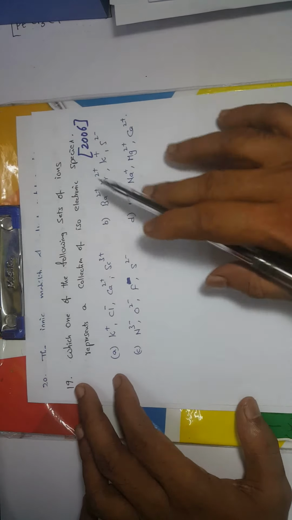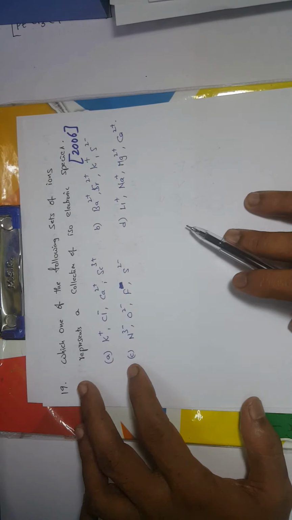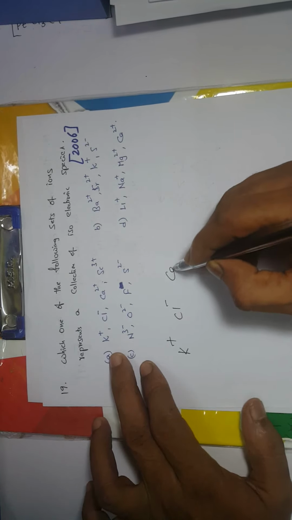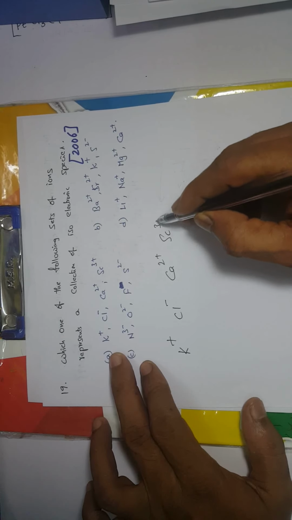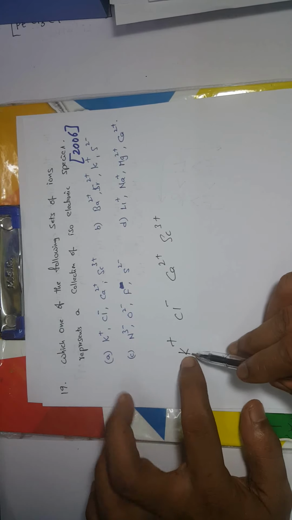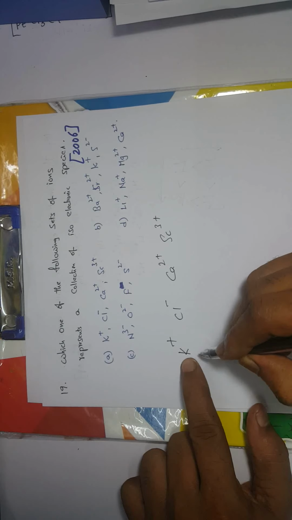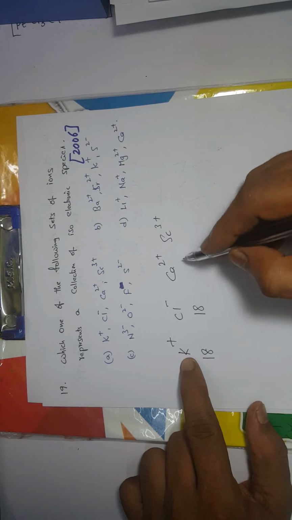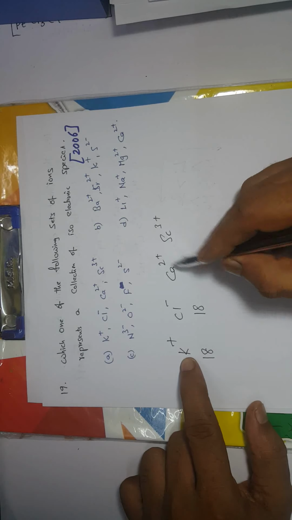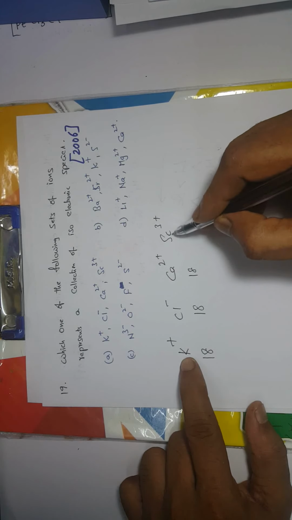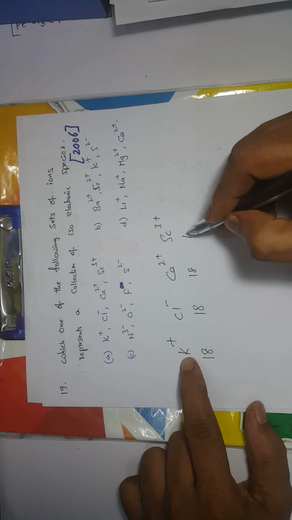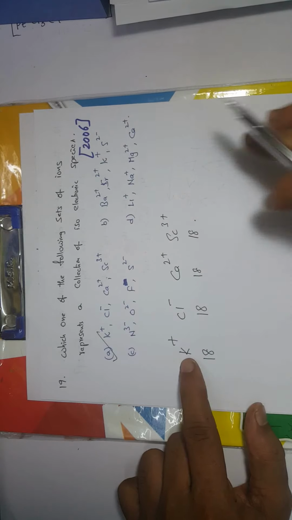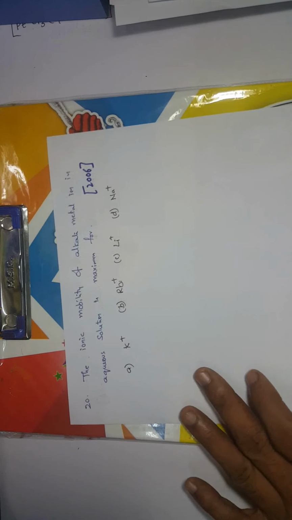Next, same set. Which represents isoelectronic species? Very easy: K+, Cl-, Ca2+, Sc3+. How many electrons are available? Potassium is 19, plus 1 means it loses 1 electron, so 18. Chlorine is 17, gains 1 electron, so 18. Calcium is 20, loses 2 electrons, so 18. Scandium is 21, loses 3 electrons, so 18. So all of them have 18 electrons.